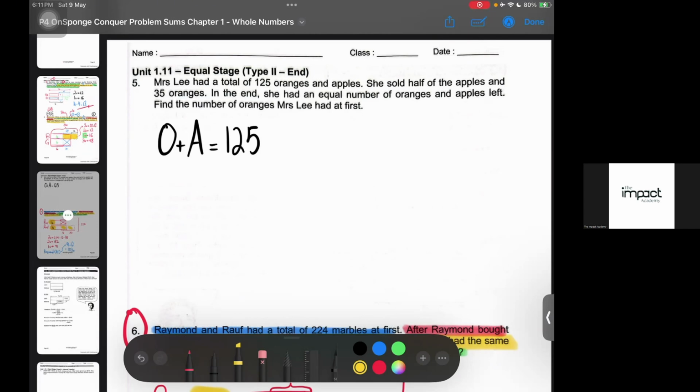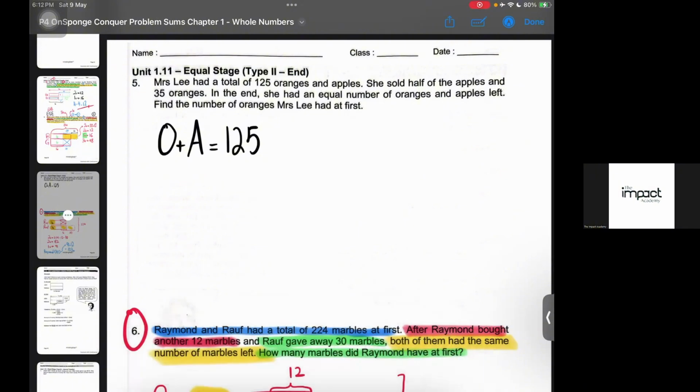Okay, come. You say. Equal number. Yeah, very good. It's the word, which sentence? Read the full sentence for me. In the end. Okay.